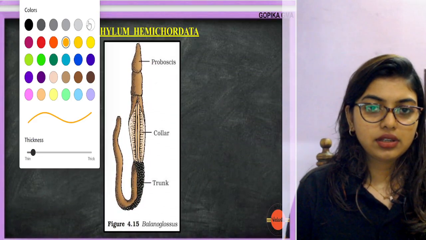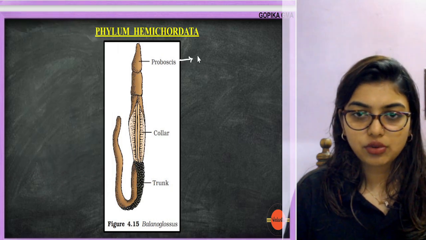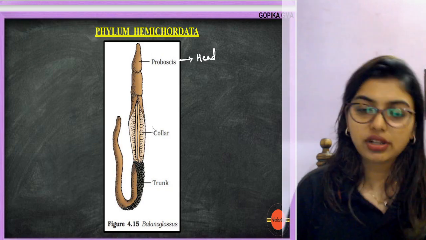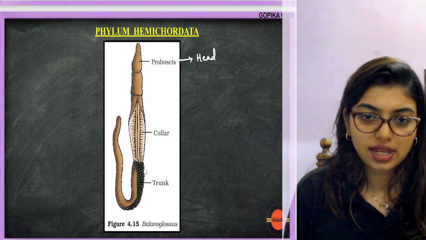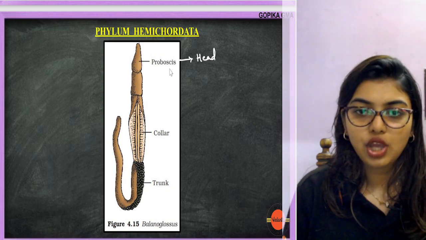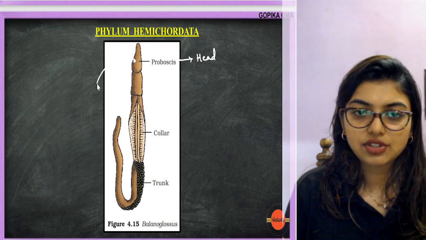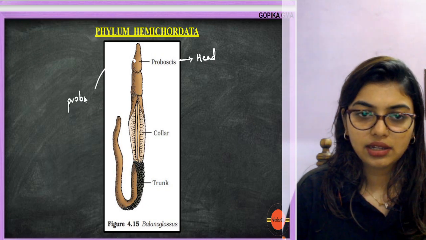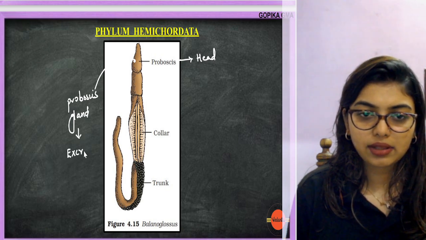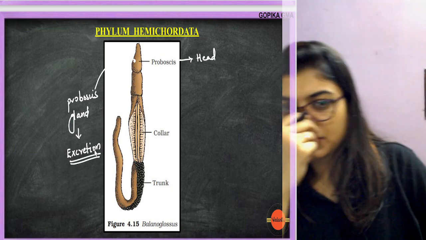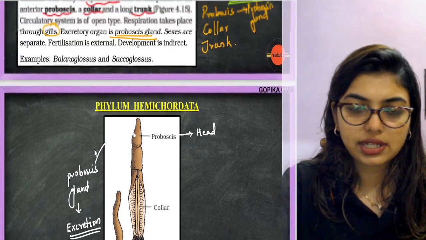Okay, look here, this is the proboscis region, or this could be the head region. Then this is the collar region, which is considered as a thorax region. And here you have the trunk region. On the proboscis, there is a proboscis gland, which is going to help in excretion. Is it clear? This is the one that is going to help in excretion, your proboscis gland.